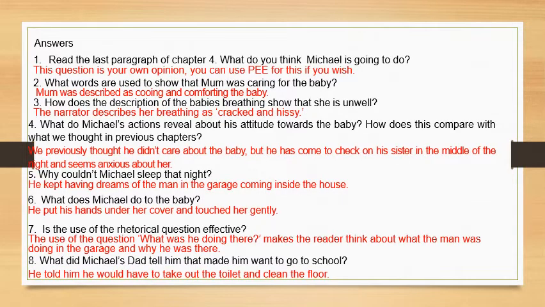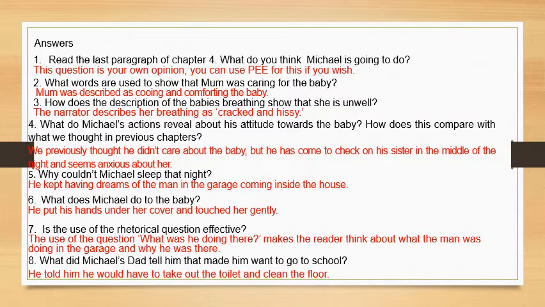Okay, so here are the answers. Number 1, read the last paragraph of chapter 4. What do you think Michael is going to do? This is your own opinion, so you can use PEE for this. I'm not going to go through an answer because there's no right or wrong. You decide yourself. Number 2, what words are used to show that mum was caring for the baby?